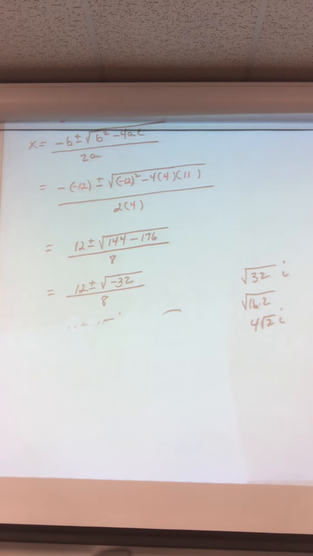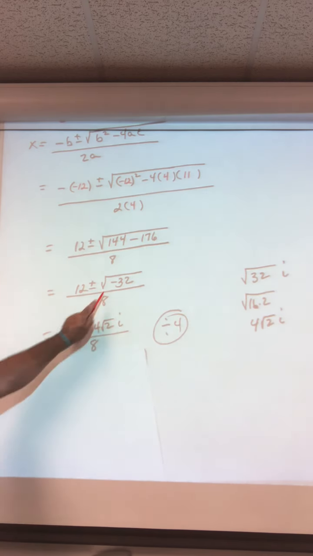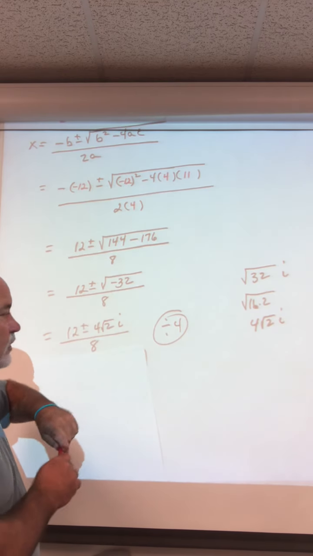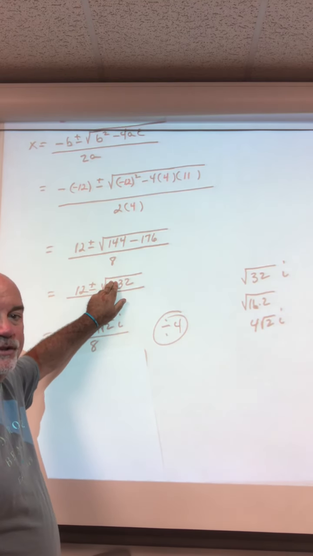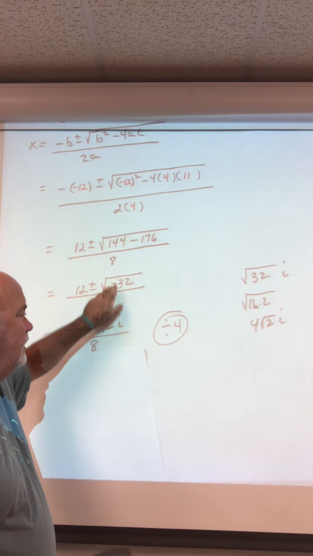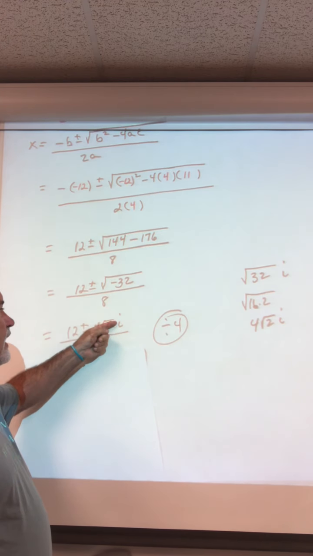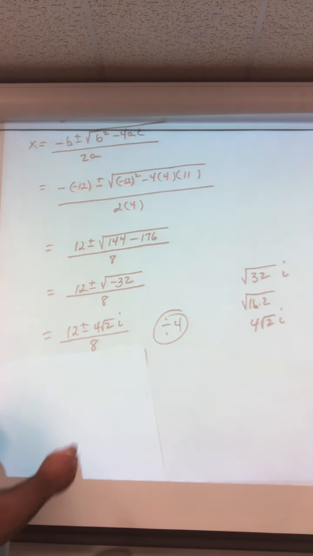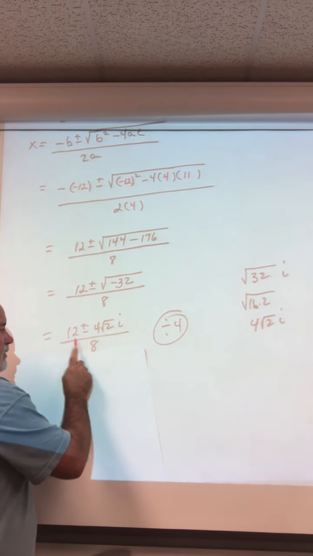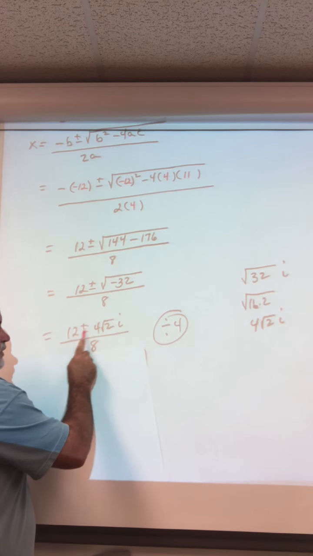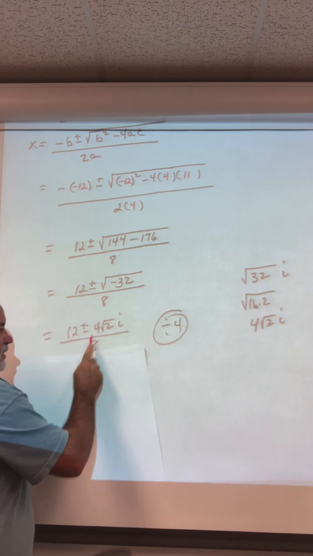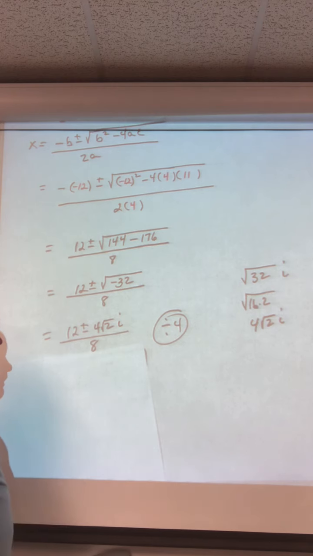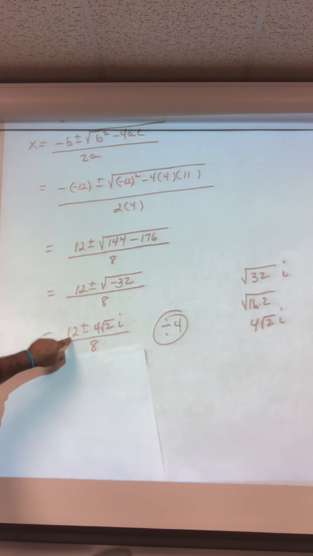Now again, I told you, you can use your calculator to do that if you want to. Now, you can't punch the negative in, but what you can do is take your calculator and punch square root of 32 in, and that's 4 square root of 2, but you're going to have an i because of the negative under there. And then the last thing here is if there's a number that goes into all three of these, you can reduce it. And there is. 4, 8, and 12.